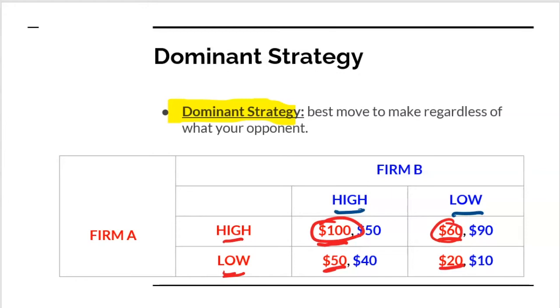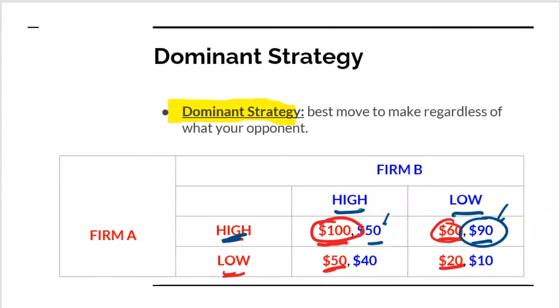Well, what about firm B? So if firm A goes high, firm B has two options, right? Firm B can go high and make 50, or they can go low and make 90. So if firm A goes high, what is firm B going to do? Well, they would rather go low instead of high, because if firm A goes high, firm B can go high and make 50, or they can go low and make 90. Firm B would rather make $90 in that scenario, so firm B is going to choose the low option there.